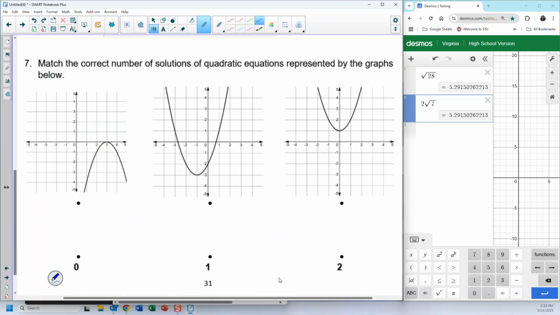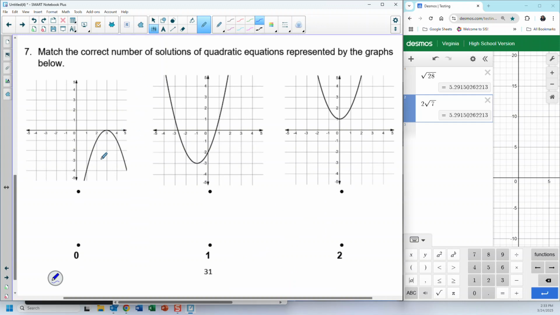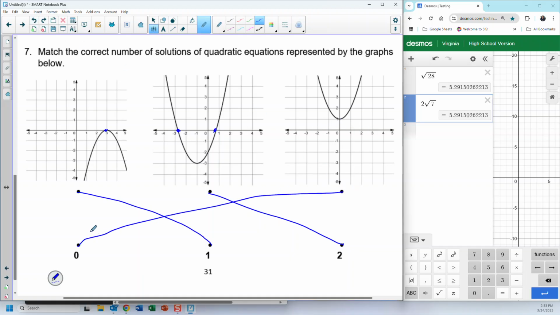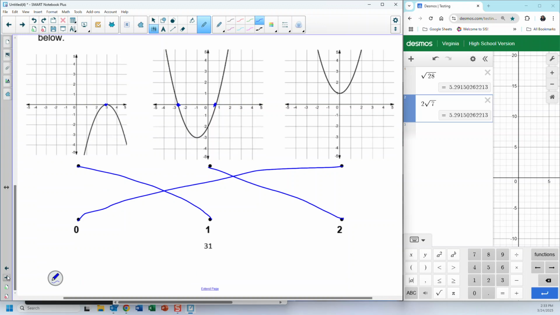Number 7. This looks weird. It says match the correct number of solutions of quadratic equations represented by... Okay, oh, this one is easy. So this one is just one solution because it's touching the x-axis only one time. So that means this graph goes to here, one solution. This one has 2 solutions right there. And this one has no solution. This is not a solution. It says y-axis. Solutions are only on the x-axis. So this graph is no solution. Okay? All right.